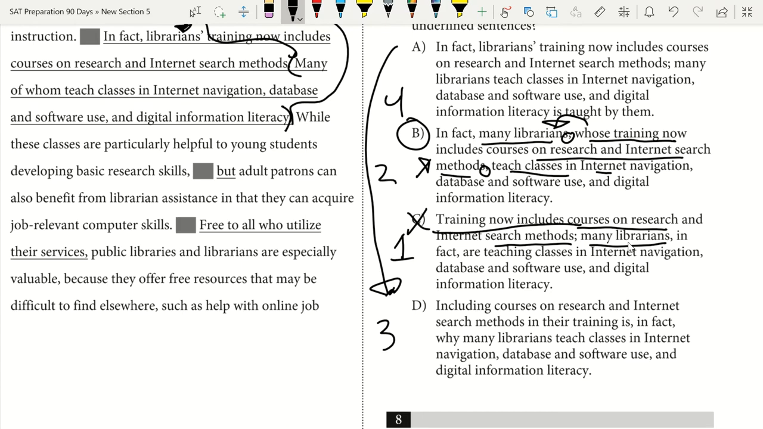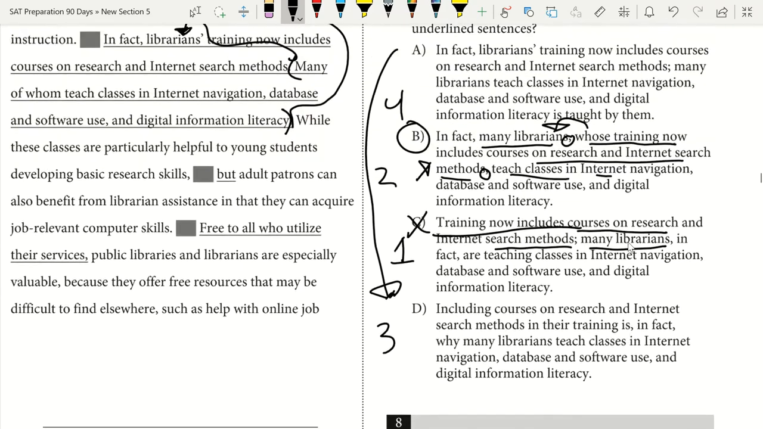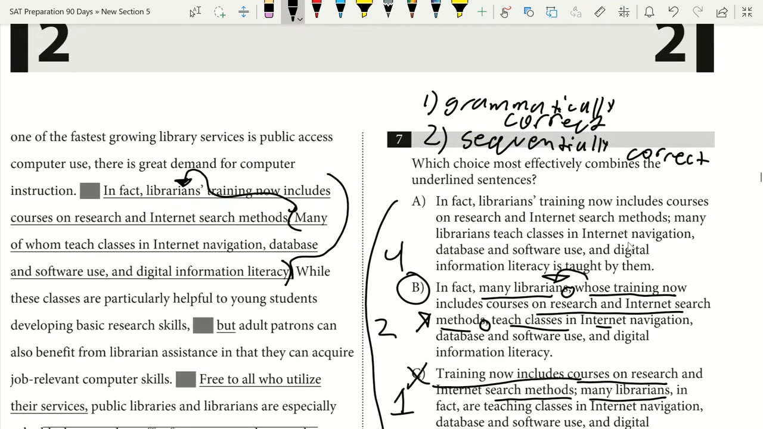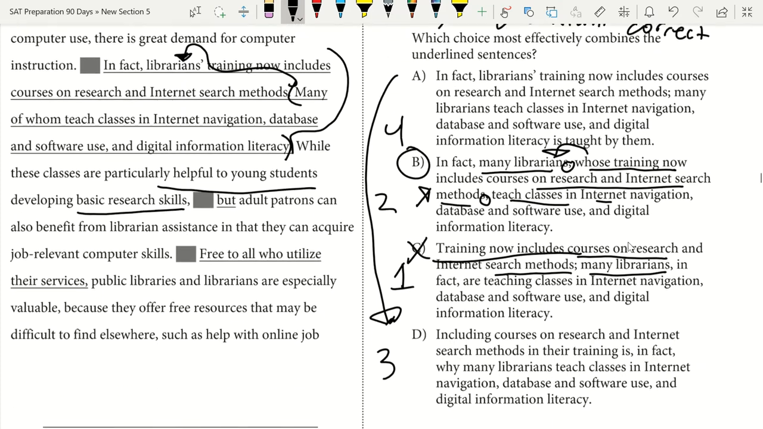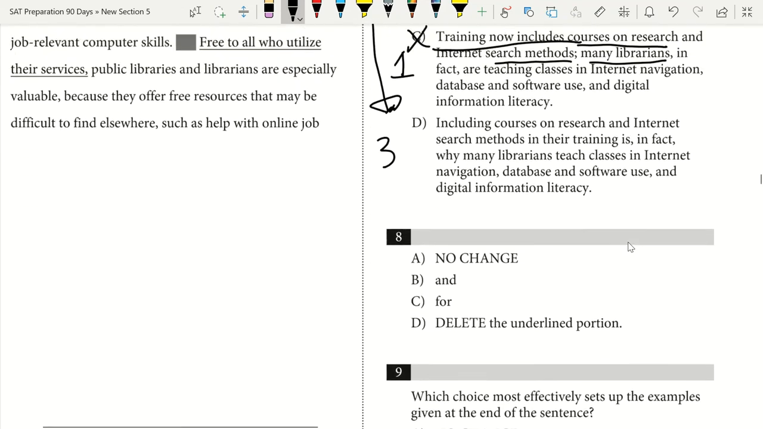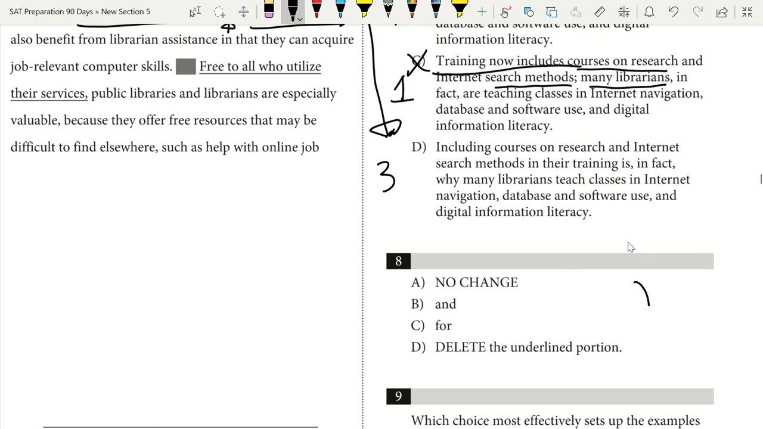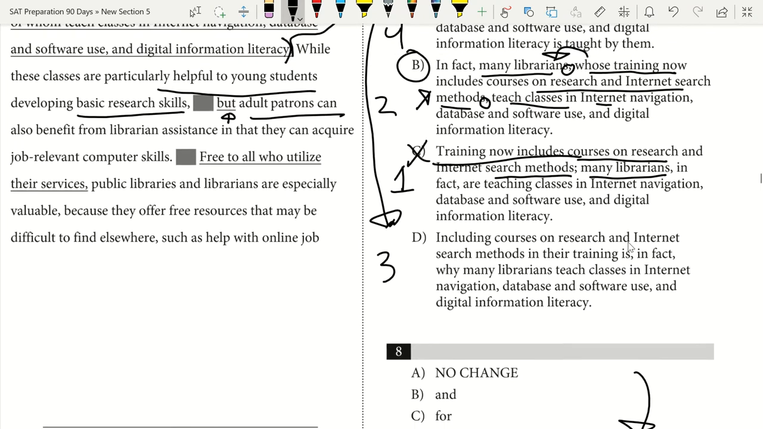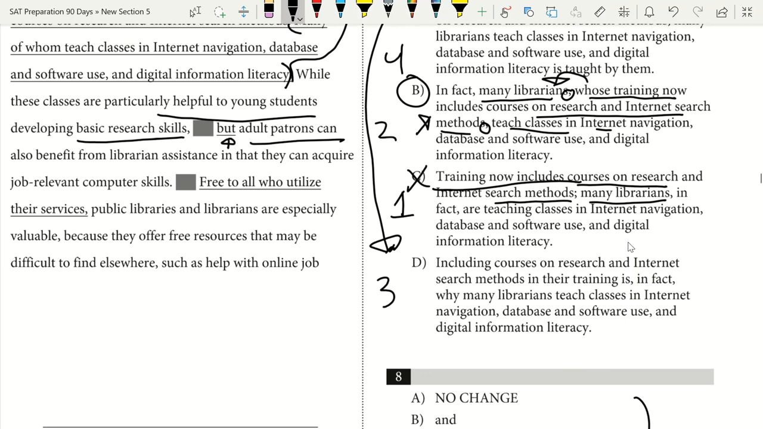All right, so that was question 7. Now we got question 8. So we're going to work our way down there. We've got, "while these classes are particularly helpful to young students, but developing basic research skills." Okay, right here I have a comma. I see I have "but," so I'm just going to quickly check. All right, so I see it's "and," "for," or deleting the underlined portion. That means I'm probably going to have an independent clause after it, and I just want to know which word, which fanboy, I want to transition with, right?